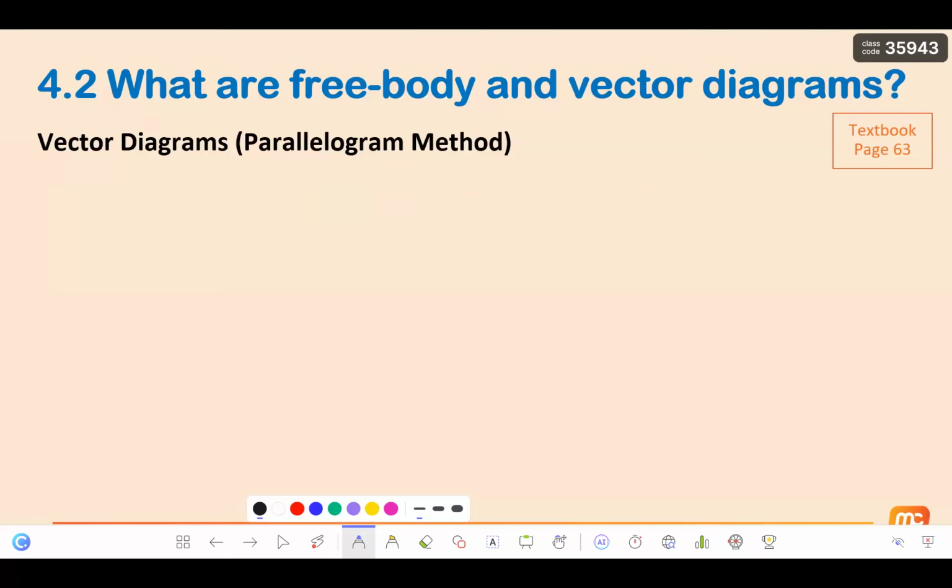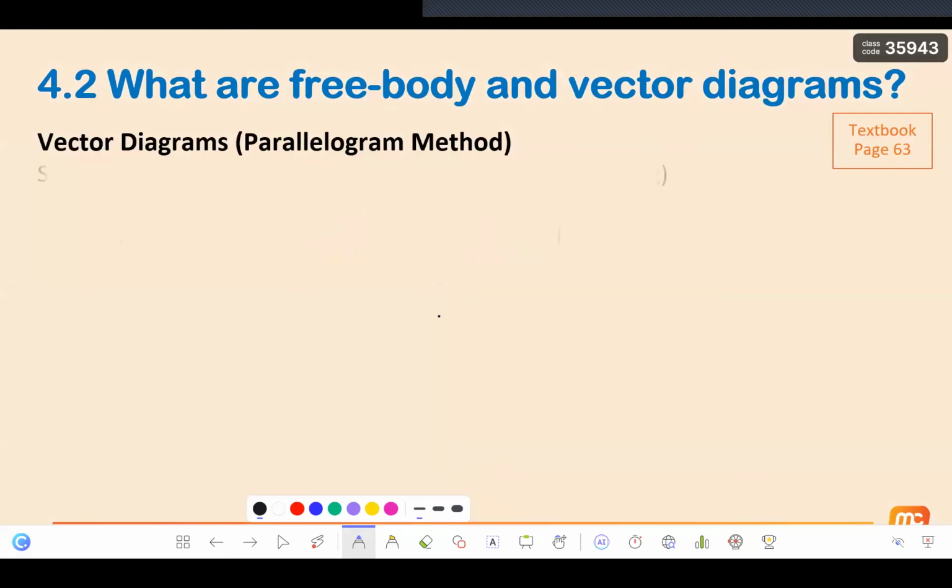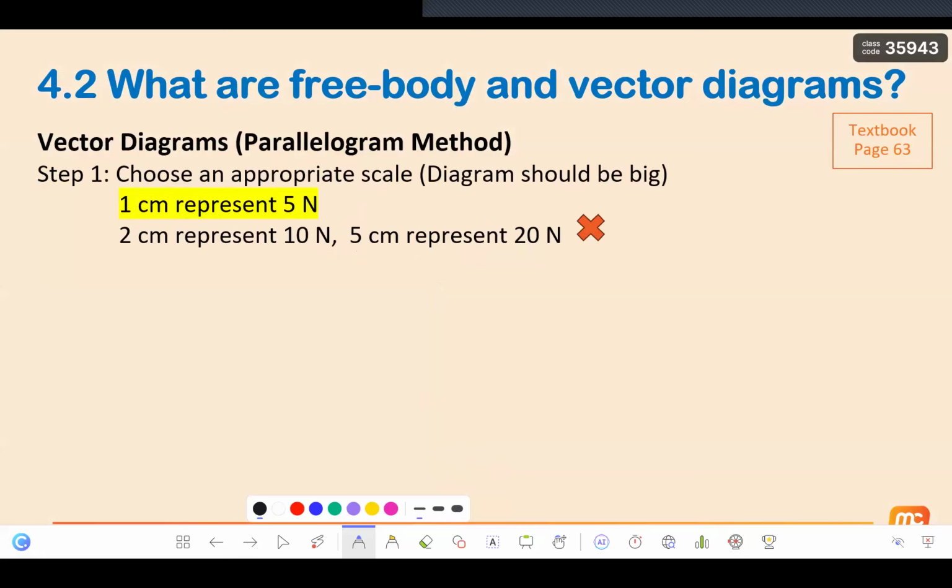So in my previous example, I only have 2 forces given, 25 newtons, 25 newtons. So I thought 1 cm representing 5 newtons would be a good one. Please do not give me very weird numbers like 1 cm represents 5.9 newtons. It's very weird when I do my calculation. So 1 cm represents 5 newtons is good because I just need to draw 5 cm and 5 cm. Okay, so that will be my scale. Step 1, this will give you 1 mark.